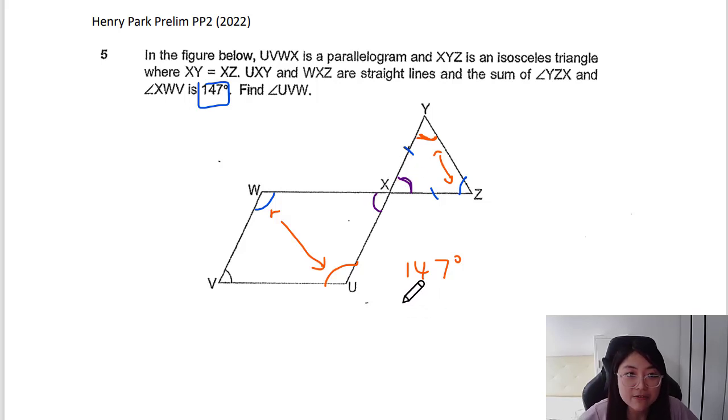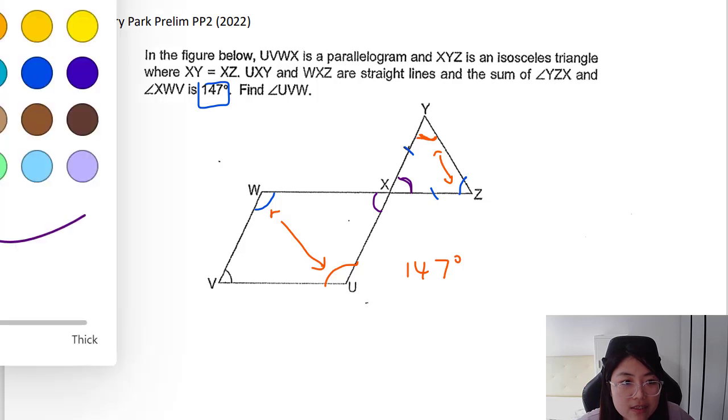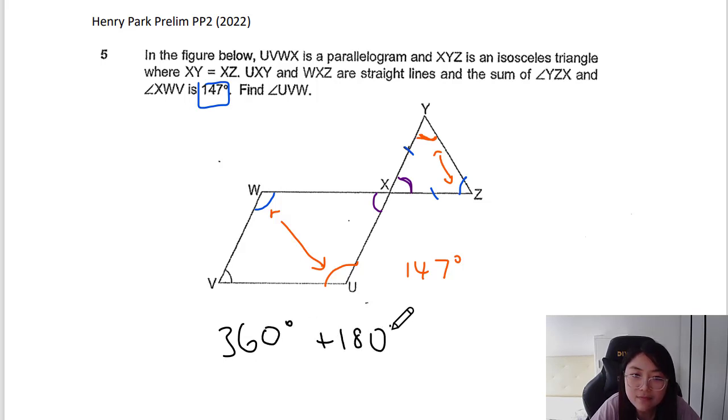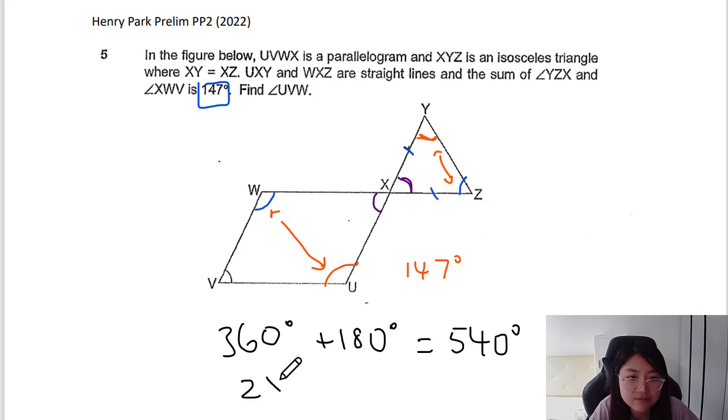Now what we can do is find out the total angles for the parallelogram and the triangle. We know that for a parallelogram, the total angles is 360, and for the triangle, the total angle is 180. So when we add up all the angles, we are going to get 540 degrees. And down here we have two sets of 147. This will give us 294.